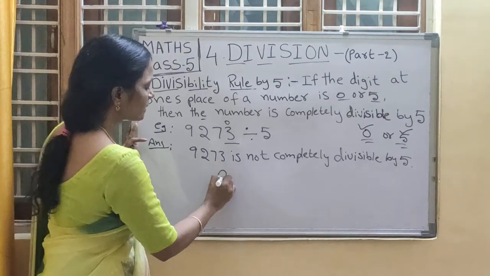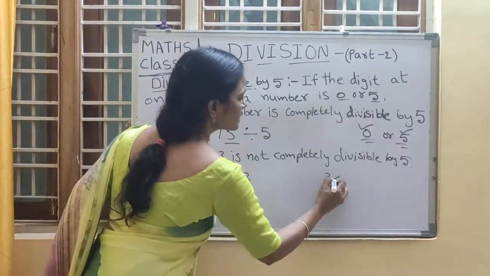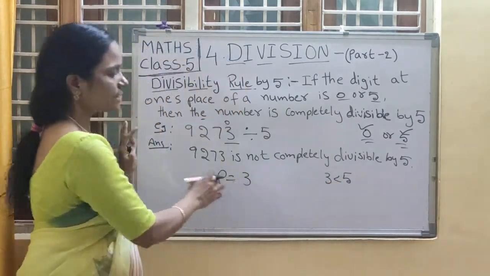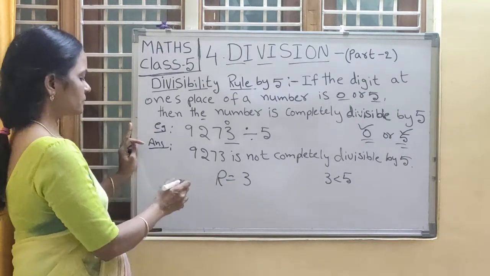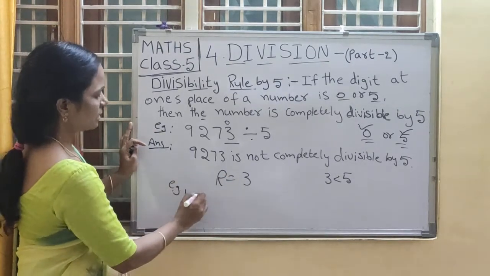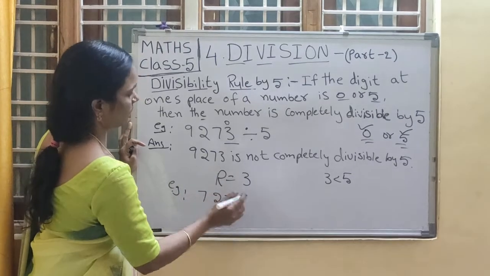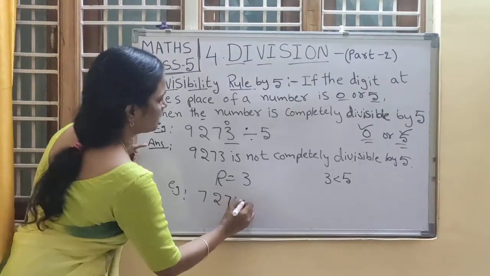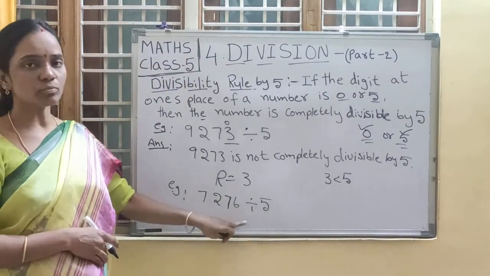Then what is the remainder? Remainder is 3 because 3 is less than 5. So in the same number, the ones place digit is the remainder. For example, take another example.